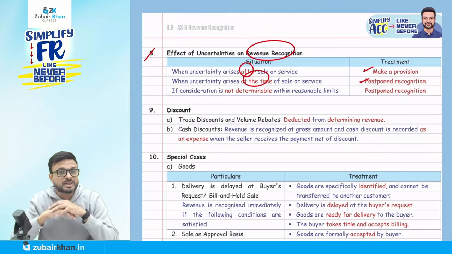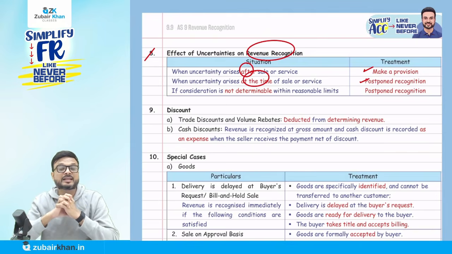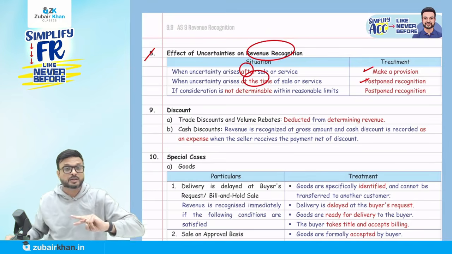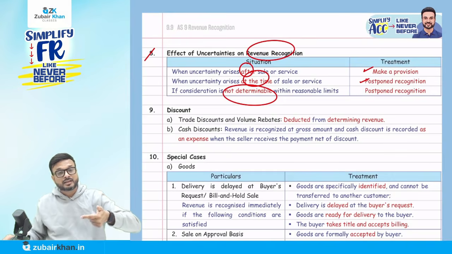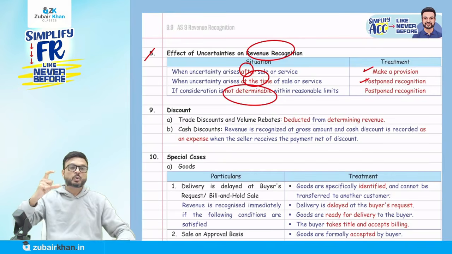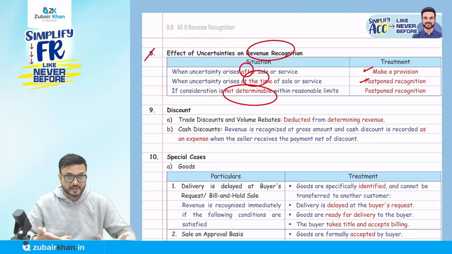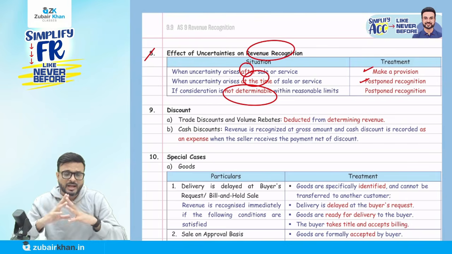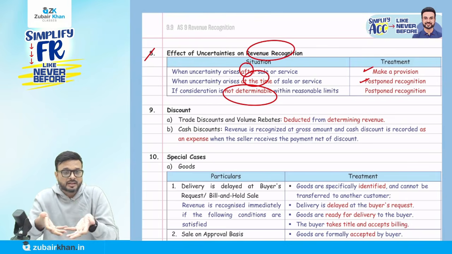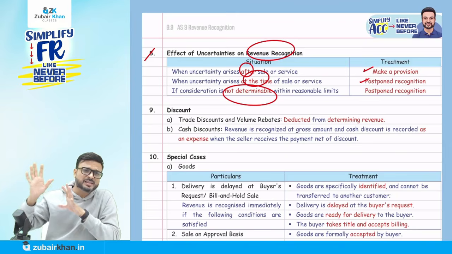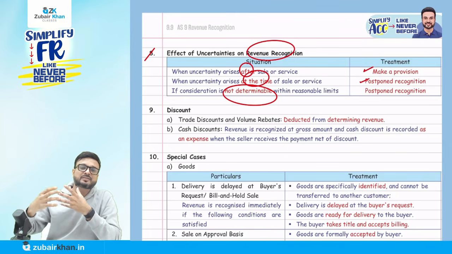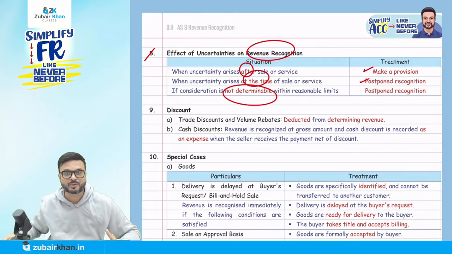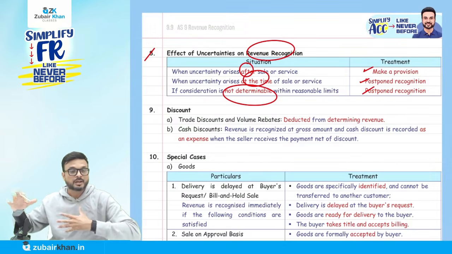Now the third: if consideration is not determinable within a reasonable limit. What does it mean here? It will rarely happen. Not determinable means, what are the conditions to recognize the revenue? There should be no uncertainty regarding the amount. It means we know the amount. If we don't know the amount, how can we recognize the revenue? When you sell something, we normally know how much the amount is. But rarely, if we don't know the amount, we cannot recognize the revenue. When we come to know the amount, then only we can recognize the revenue in the books of account. So we'll postpone it, and when it comes, we'll recognize it.